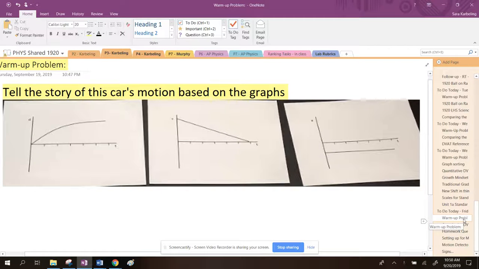Problem. I literally just took these. I snipped them from one of the photographs that one of the groups sent me yesterday. I want you to tell me the story of the car's motion. What you got? Who can start us out?